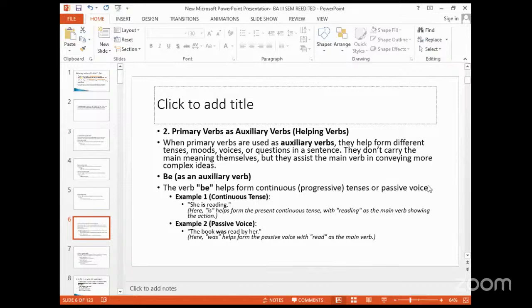Be as an auxiliary verb. Now the verb be helps form continuous, progressive tenses or passive voice. For example, for the continuous tense, she is reading. The verb is helps form the present continuous tense with reading as the main verb showing the action. Now coming to the passive voice, the book was read by her. So was helps form the passive voice with read as the main verb.